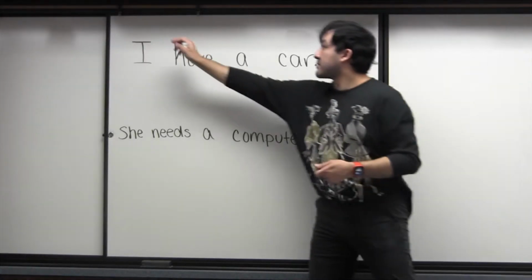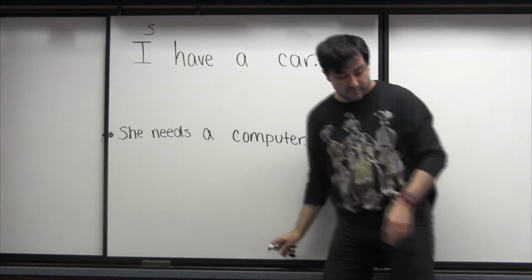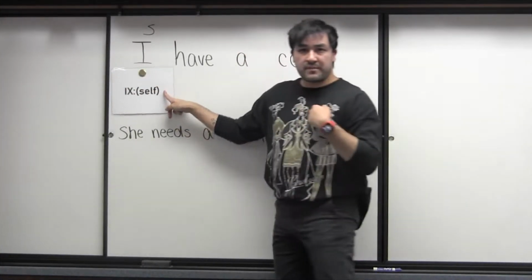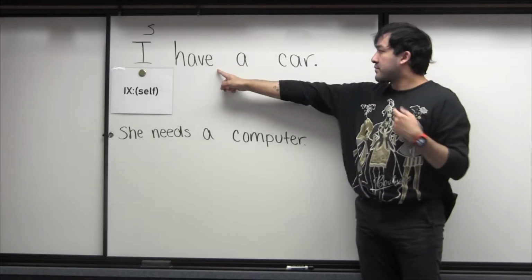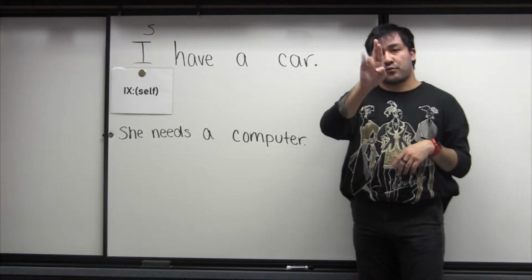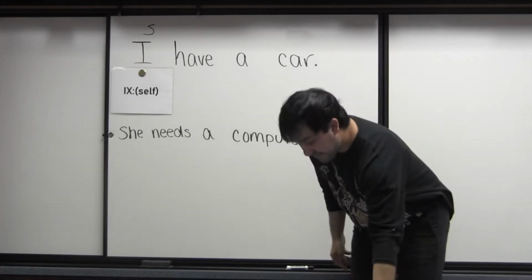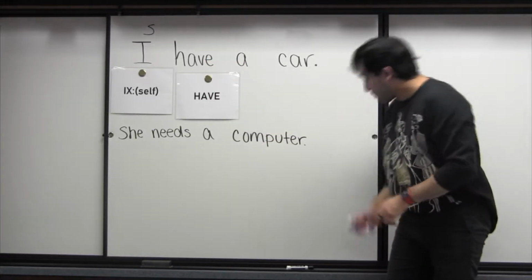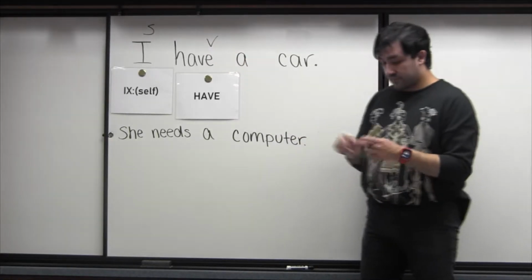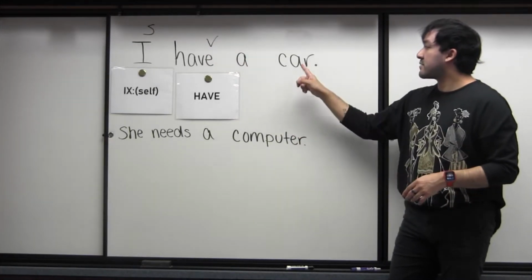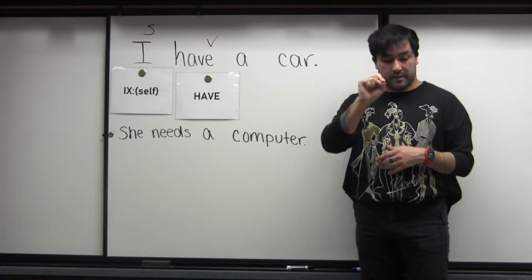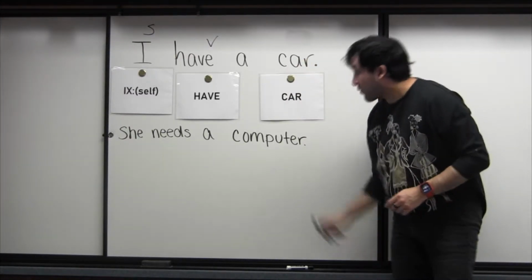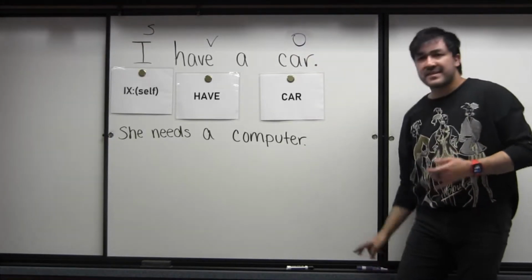And I am the subject. So let's go ahead and put an S above the word I and take our translation, IX colon and parentheses the word self. The second word in this is a verb, which is the sign for have. And so again, we will mark a V above the word have, so we remember it's our verb. And then we have our object, which is the car. So again, we can put our sign up and mark car with an O for object.